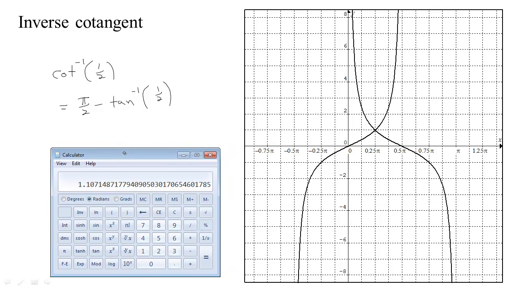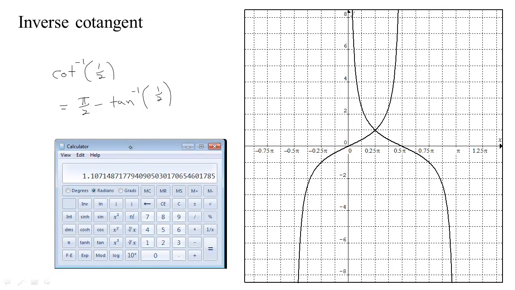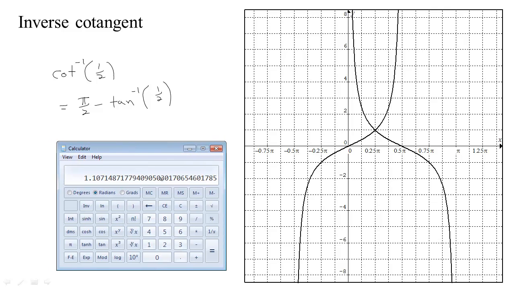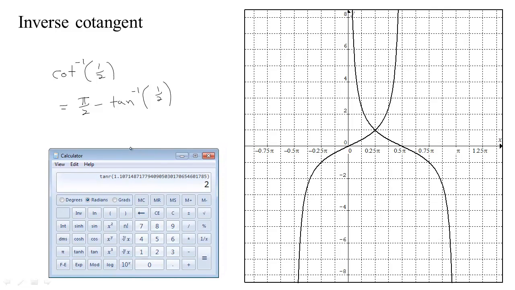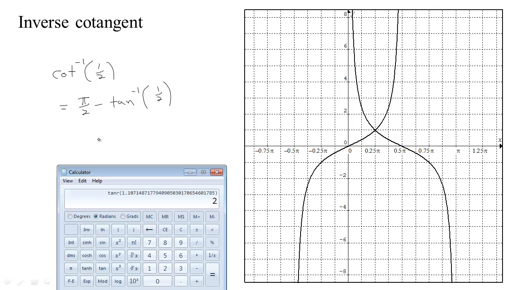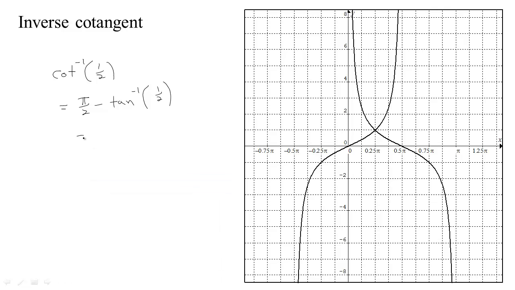Now we can check this, because if this is right, then the cotangent of this angle has to be 1/2. Of course, the cotangent is 1 over the tangent, so the tangent of this angle needs to be 2. So we can just check this really quick. 1.107, if we take its tangent, sure enough we get 2. Since the tangent of that angle is 2, we know that the cotangent is 1/2. So 1.107 is our answer in this case.